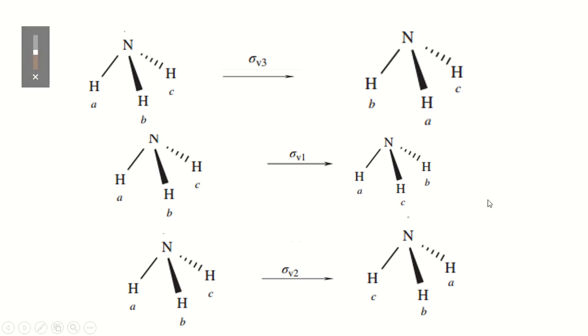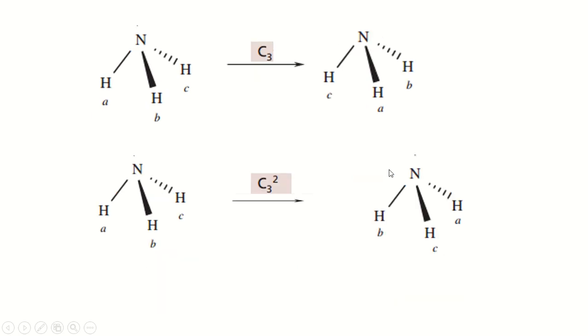In the case of sigma v2, I have already told you sigma v2 means the mirror plane should be through the HB atom. So this is the result after applying sigma v1, v2 and v3, and C3 and C3 twice. So it would be easy for us now to construct a multiplication table of NH3.